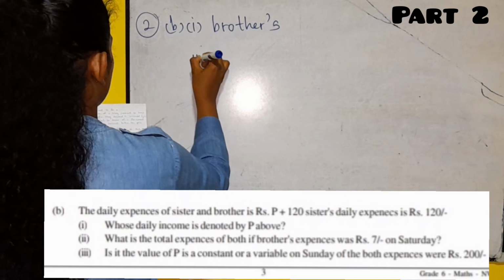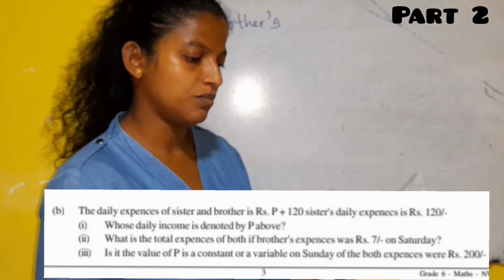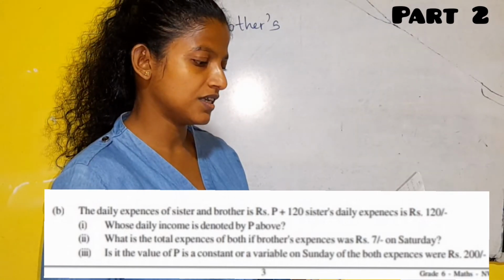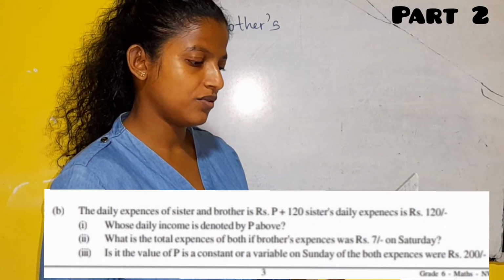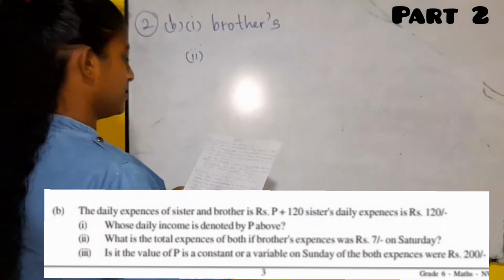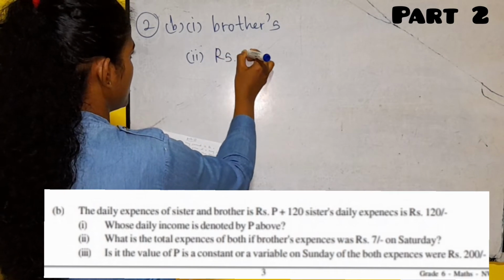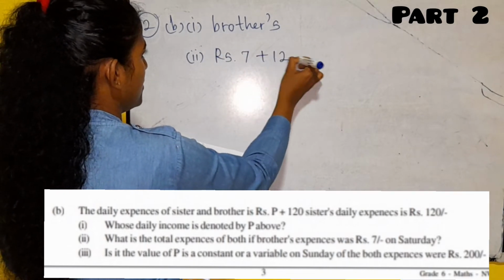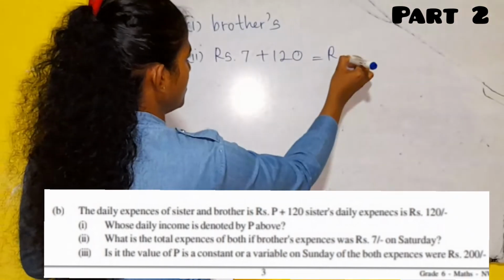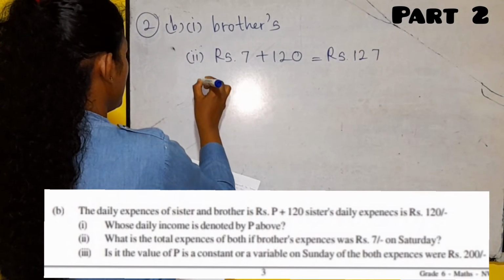Then second question. What is the total expenses of both if brother's expenses was 7 rupees on Saturday? So we can substitute 7 for P here. 7 plus 120 is equal to 127 rupees.